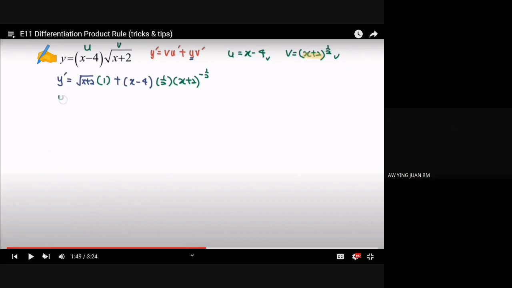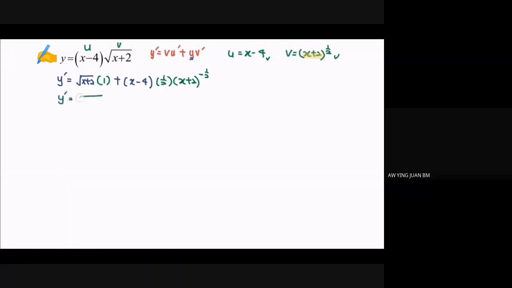Okay, berlatih. So y prime equals to square root of x plus 2. Plus, we have x minus 4 over 2. So in this part, we have negative 1 over 2, meaning that square root of x plus 2. Next, simplify the situation. Meaning that we have to equate the denominator. So y prime equals to square root of x plus 2. Multiply with 2 over 2 square root of x plus 2. Plus x minus 4 over 2 square root x plus 2.